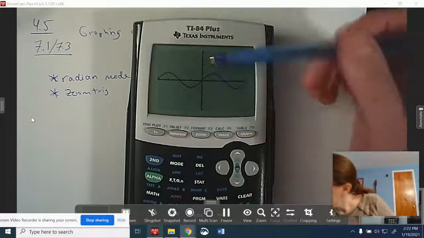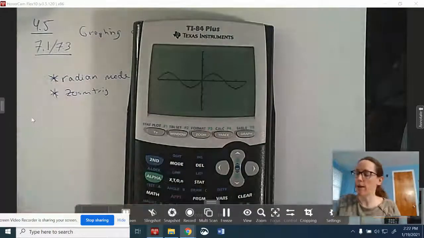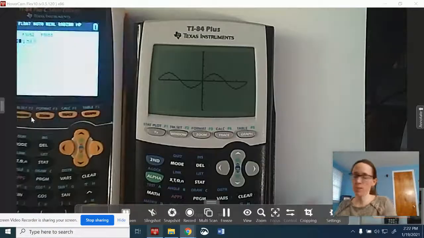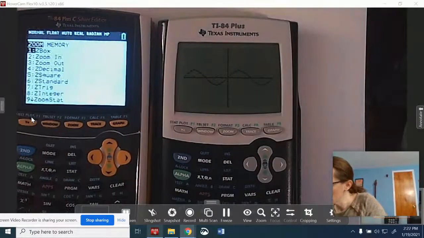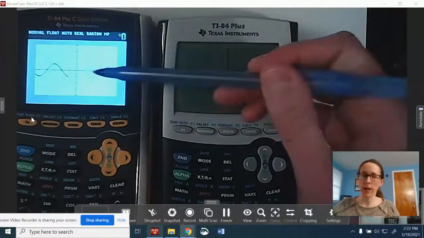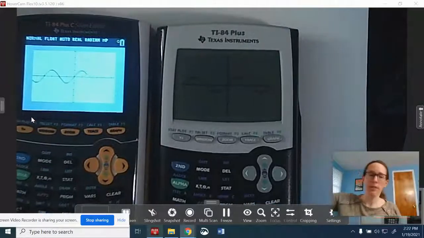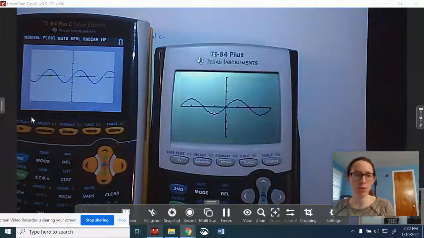So taking a look, this sets our window so that it goes up to 4 and down to -4. If you have the newer color graphing calculator, yours might look a little different. Don't panic. Okay. Check that out. So if you have an older calculator, if you have a newer calculator, it's going to look more like that. Let me see if I can adjust the lighting. Yeah, that's okay. Just move that down to reduce the glare.